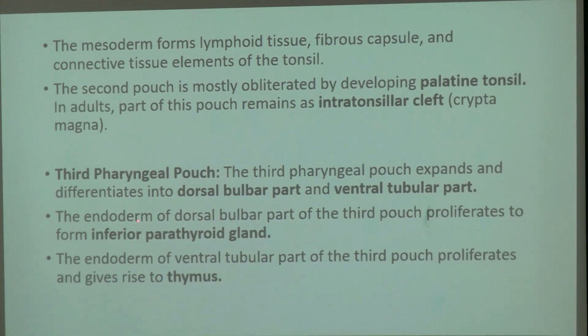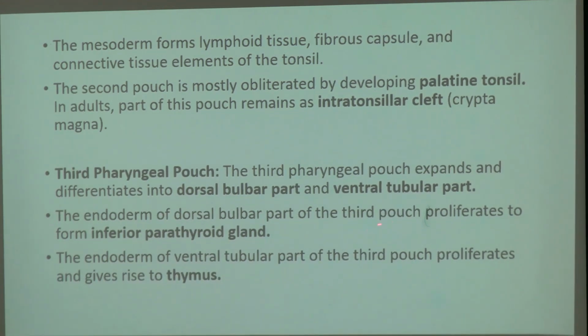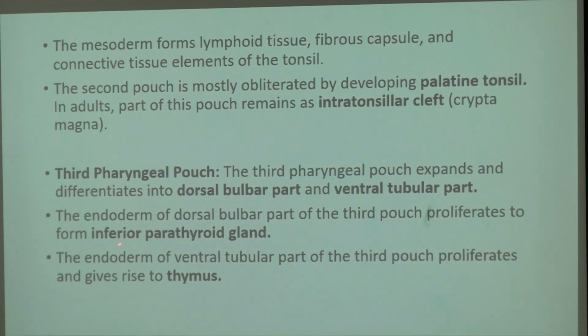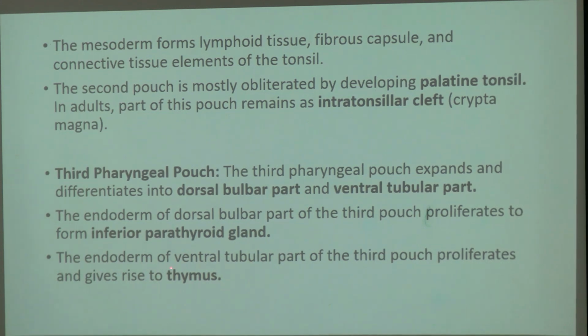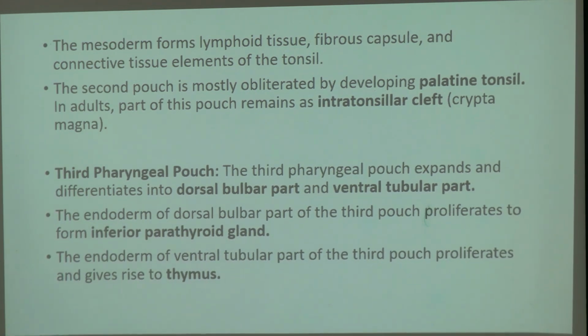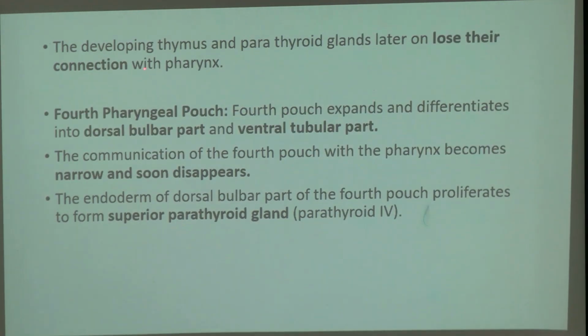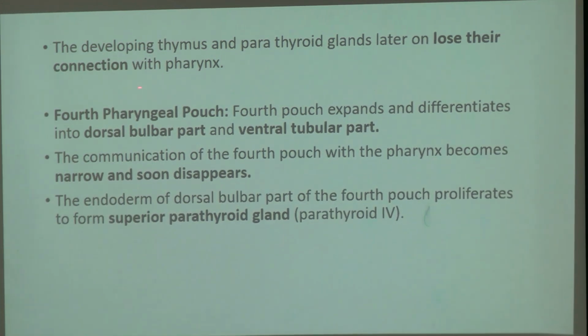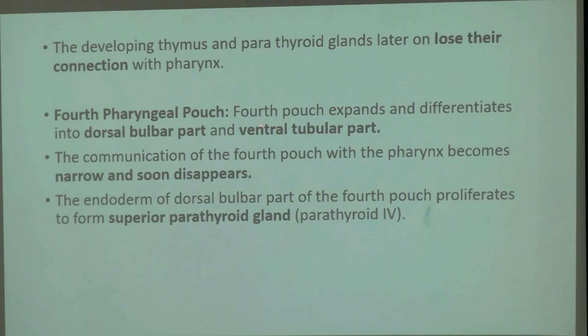The endoderm of the dorsal tubular part of the third pouch proliferates to form the inferior parathyroid. The endoderm of the ventral tubular part of the third pouch proliferates and gives rise to the thymus. The developing thymus and parathyroid glands later on lose their connection with the developing pharynx.